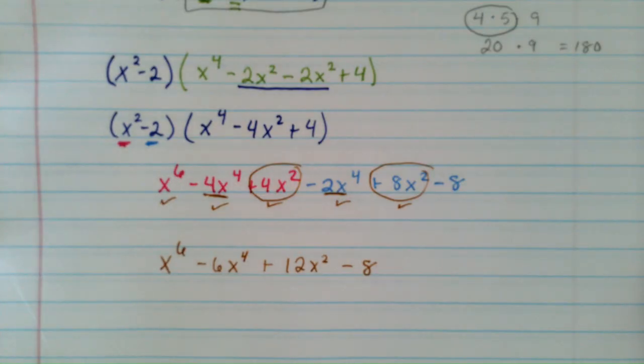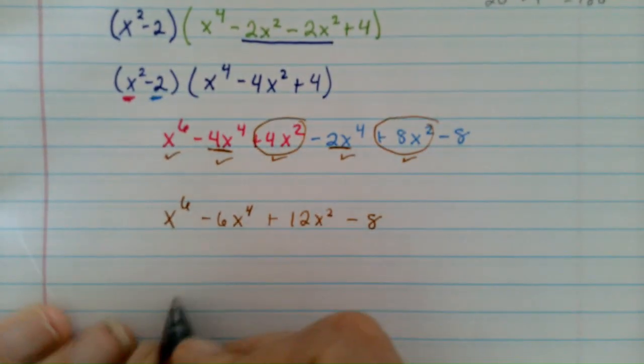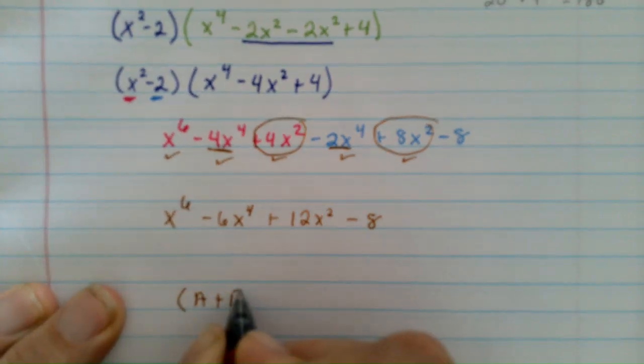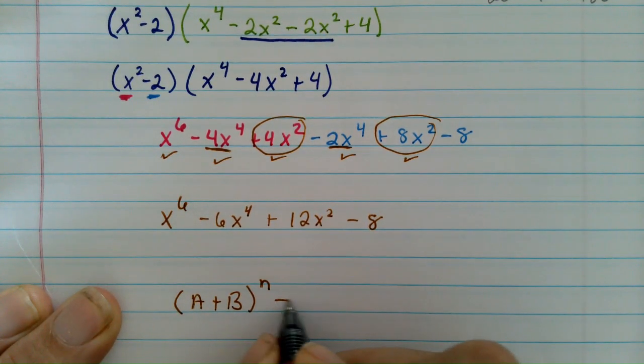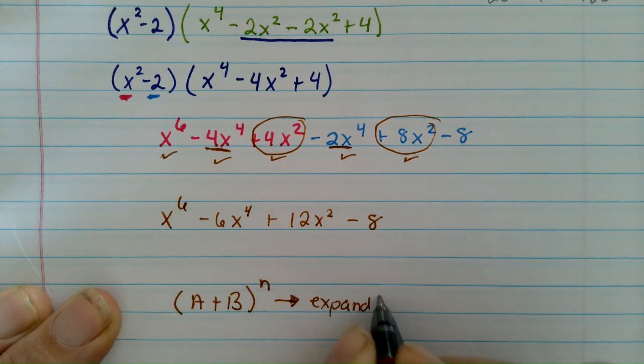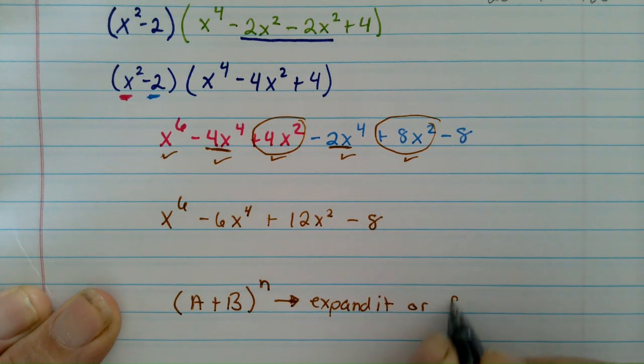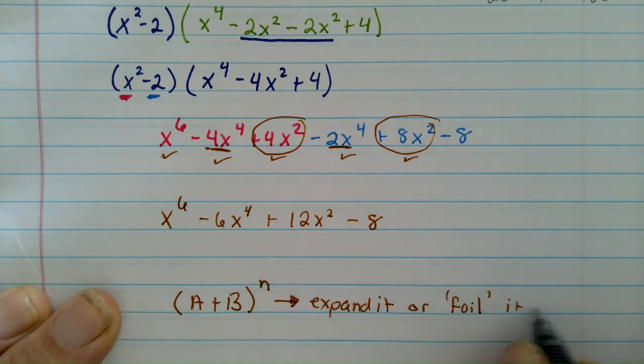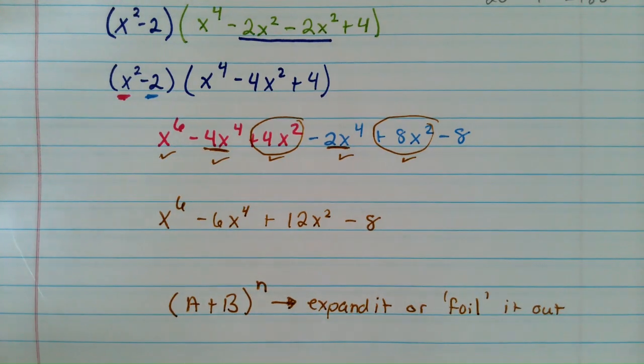So make sure when you have something to a power, you have to expand it or FOIL, in quotes, it out. And I'm just using the term FOIL as that acronym that you might have learned in Algebra 1. First, outside, inside, last.